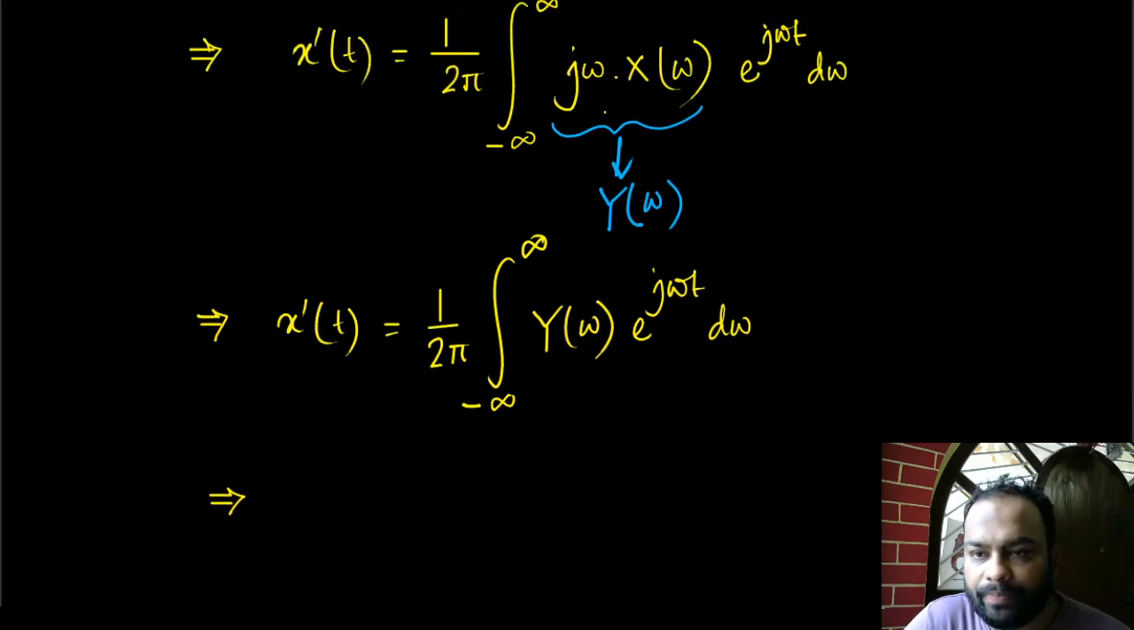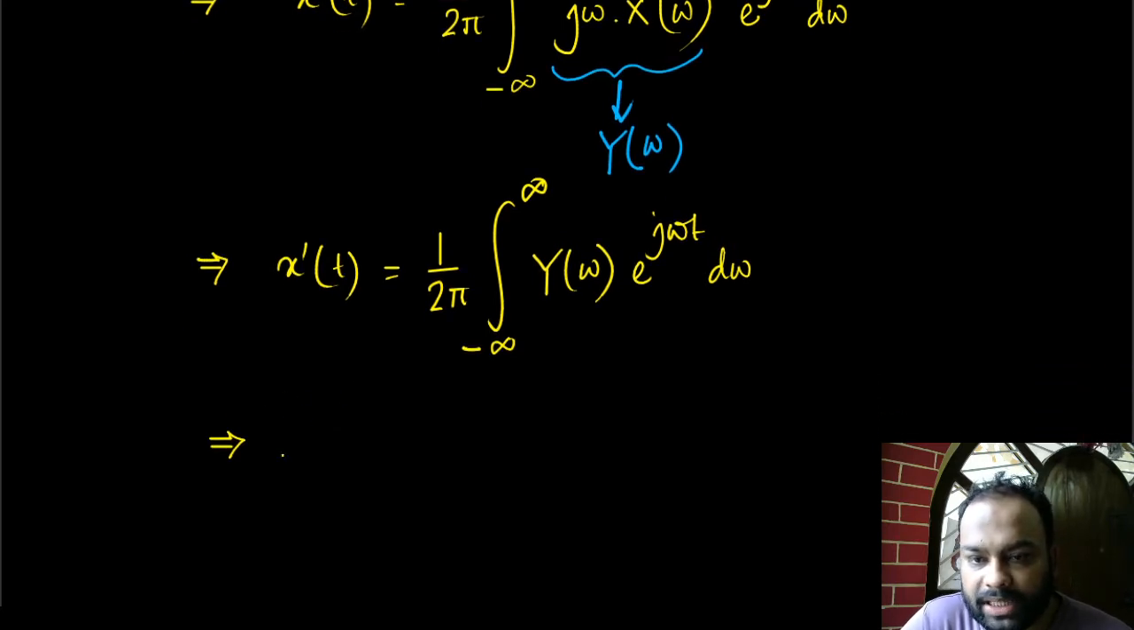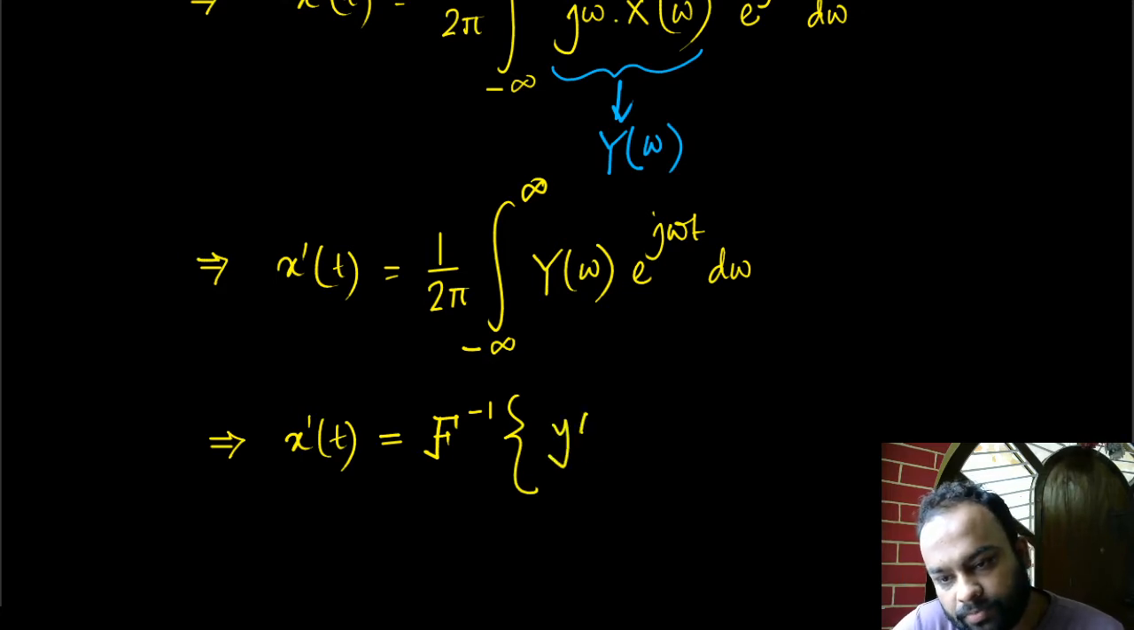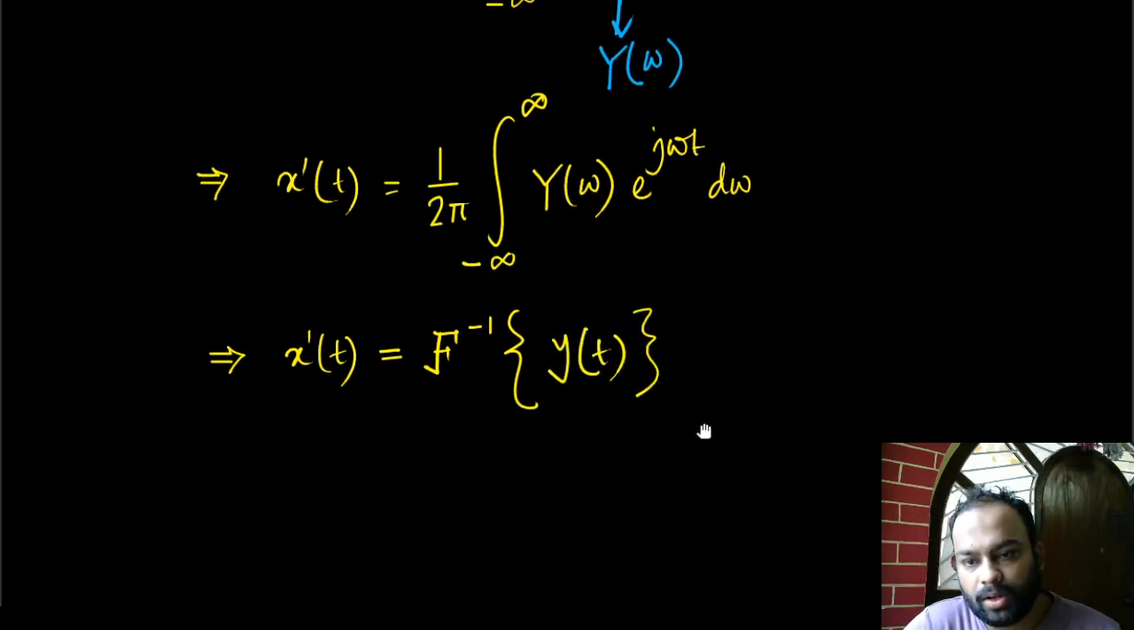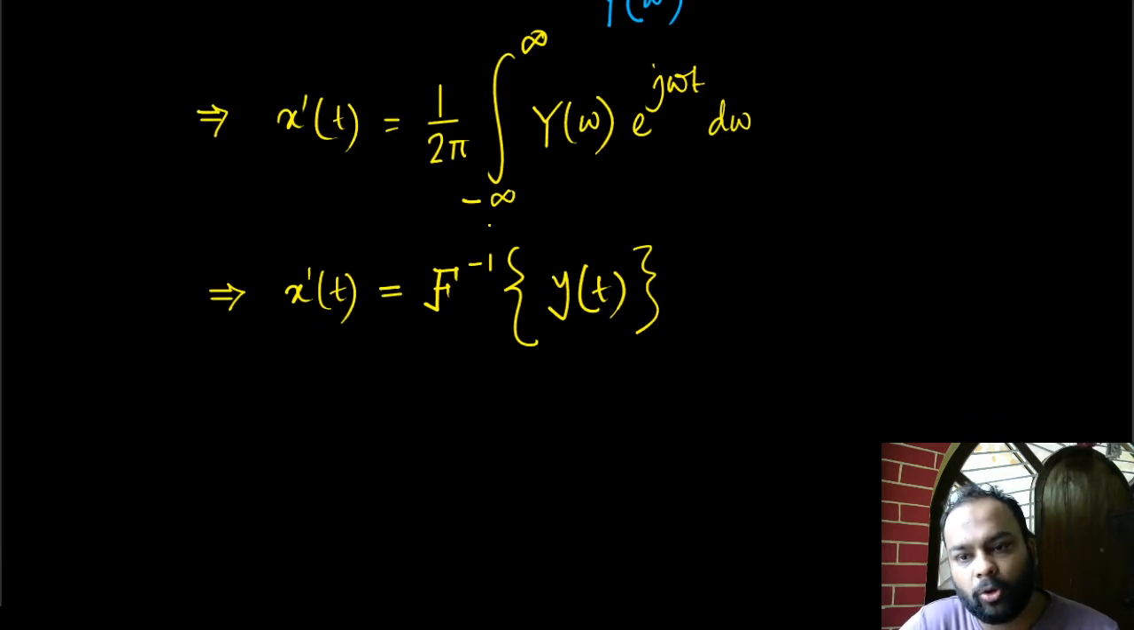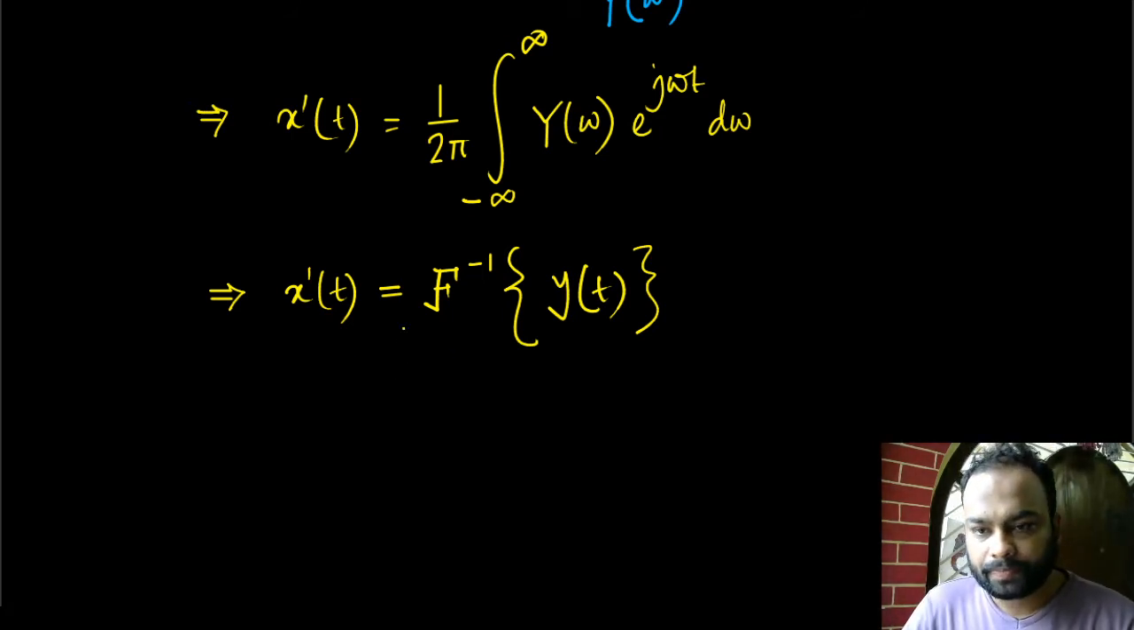So I consider this entire thing to be Y(ω). So then tell me, what is this entire thing? This entire thing is the inverse Fourier transform of Y(ω), right? This 1/2π integration is the inverse Fourier transform. And since this is the inverse Fourier transform of Y(ω), try to understand, the inverse Fourier transform of Y(ω) is x'(t).